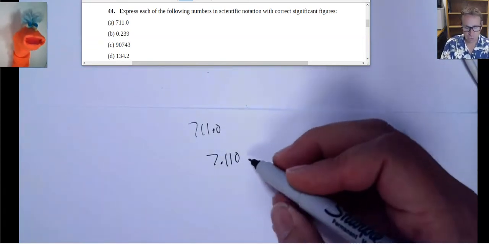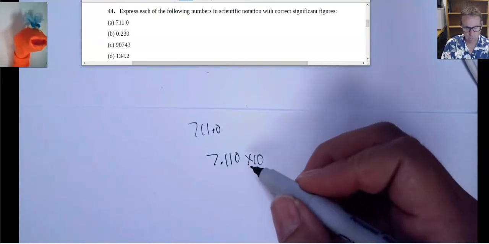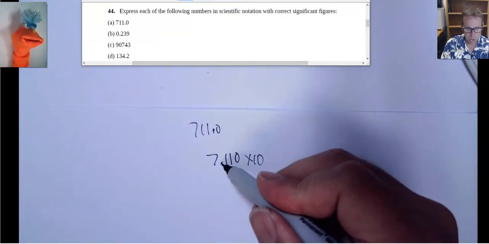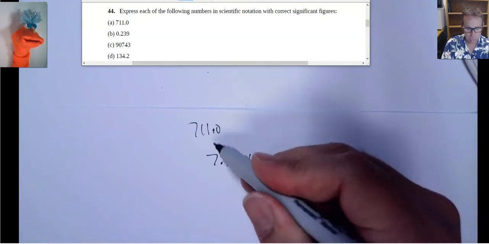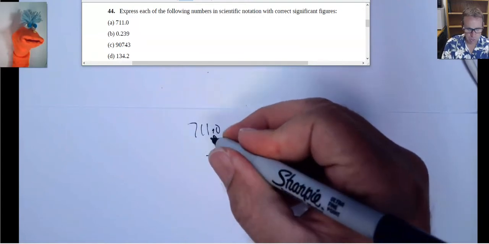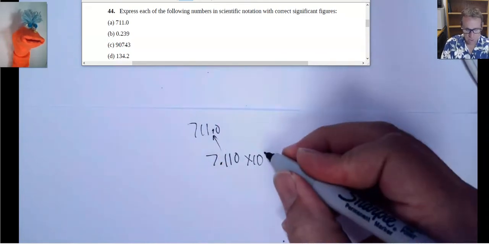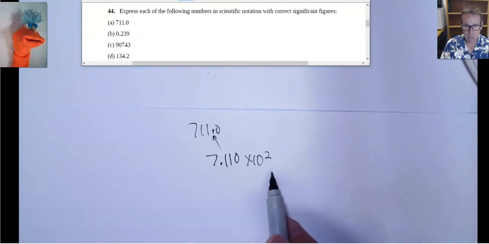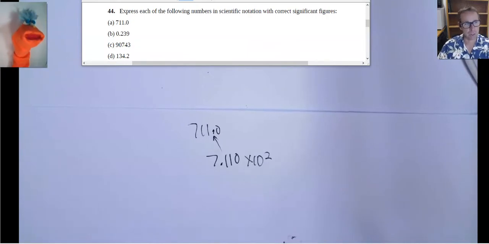Then what? Then you use times 10 to the. Times 10 to the what? Well, you had to move the decimal place over, well, let's see, -2 or +2? So what you want to do is find out how to convert your new number to the original number, right? So I want to know how to go from here to there. And I would need to move this to the right, right, to get to that point. So that's a +2. So 7.110 times 10 to the 2 will equal 711. Okay, so the next one is 2.39 times 10 to the -1. Okay, good job.